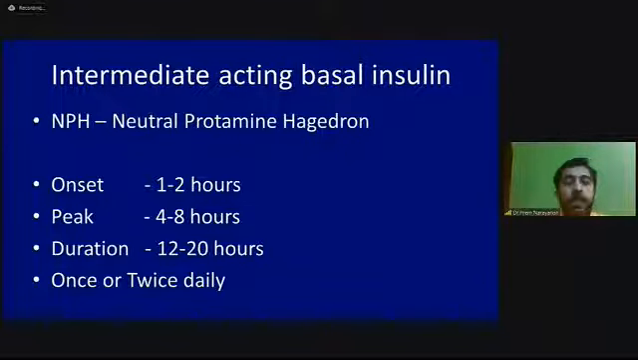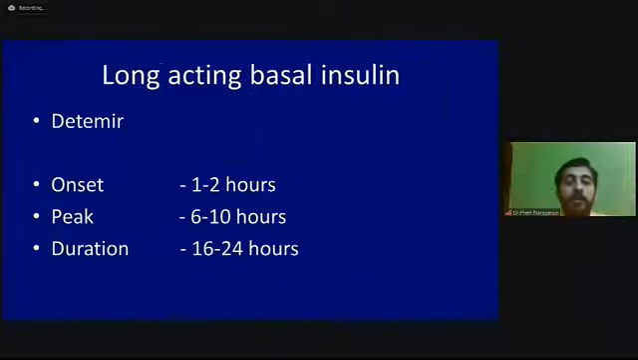Then next is the intermediate-acting basal insulin, the old warrior that we can put in. That's neutral protamine Hagedorn, or the NPH insulin. The NPH, you can see here, has an onset of action at 1 to 2 hours, a peak action at 4 to 8 hours, and the total duration varies from 12 to 20 hours, and it can be given once or even twice daily.